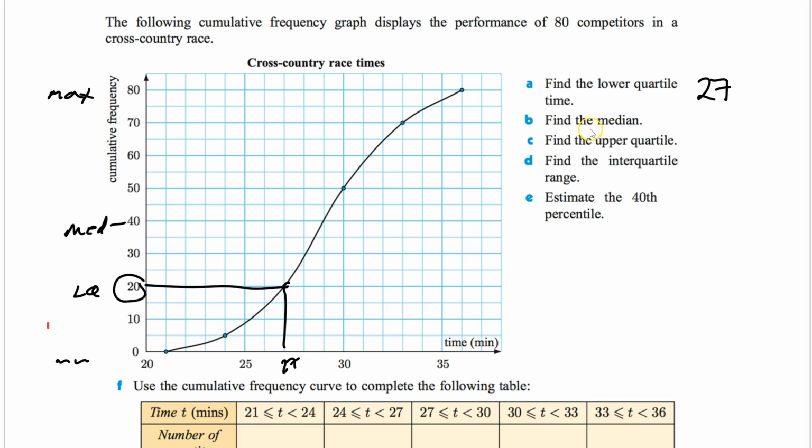And then we're going to do the next one, find the median. Well, I already have 40 marked off. So let's go across, go down. Hopefully lines are better than mine, 29.